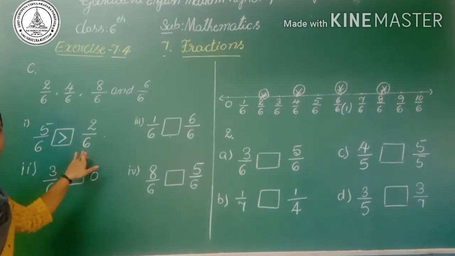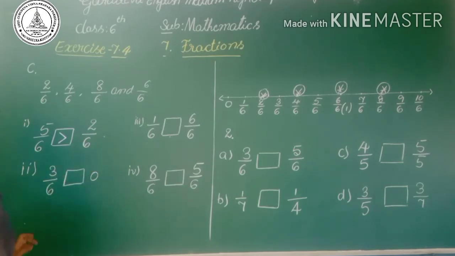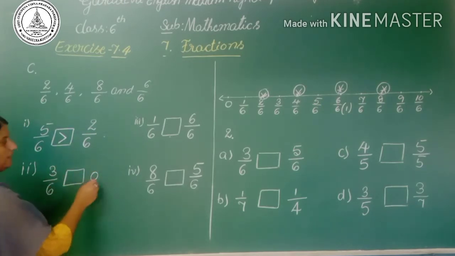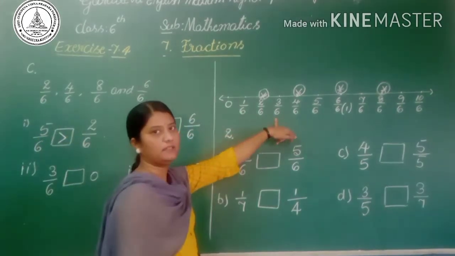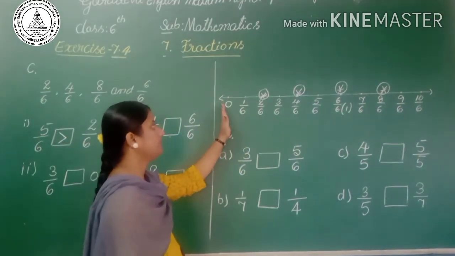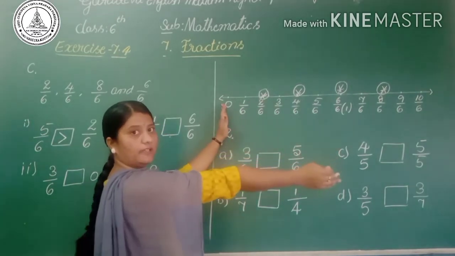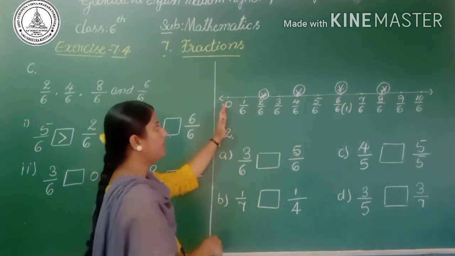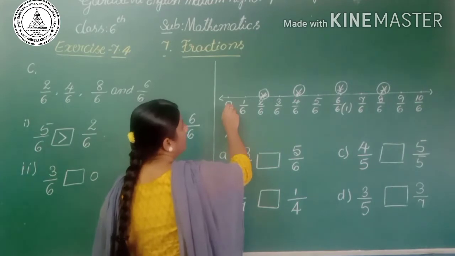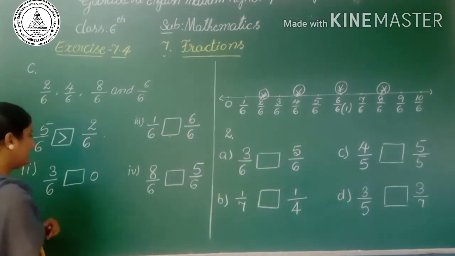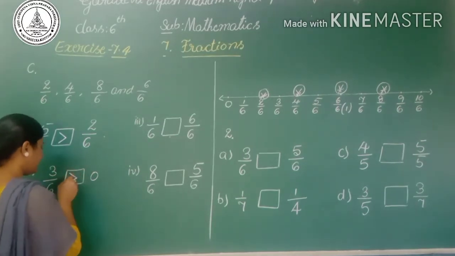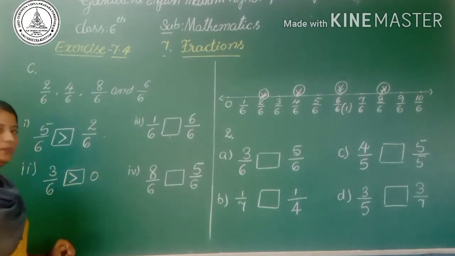Why? Because 2 by 6 is left to the 5 by 6, or 5 by 6 is right to the 2 by 6. Okay. Then second one, 3 by 6 and 0. Yes, here there is a 0, here there is 3 by 6. So the values go on increasing to the right of the number line. So here 0 is left to the 3 by 6. So it is lesser value. So 3 by 6 is greater than 0.